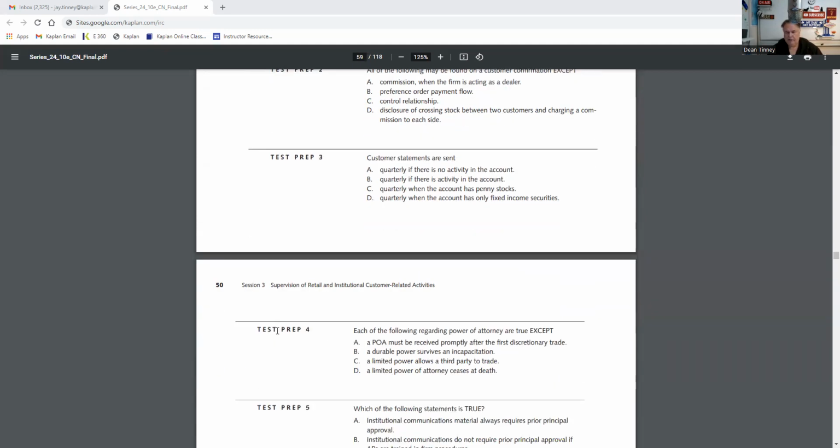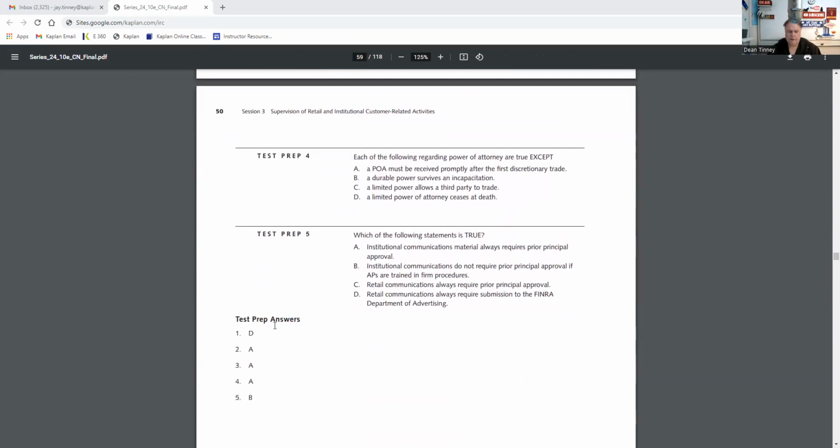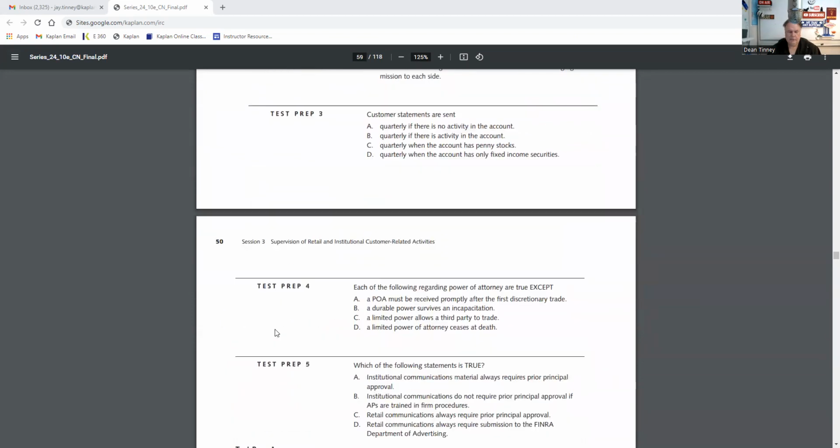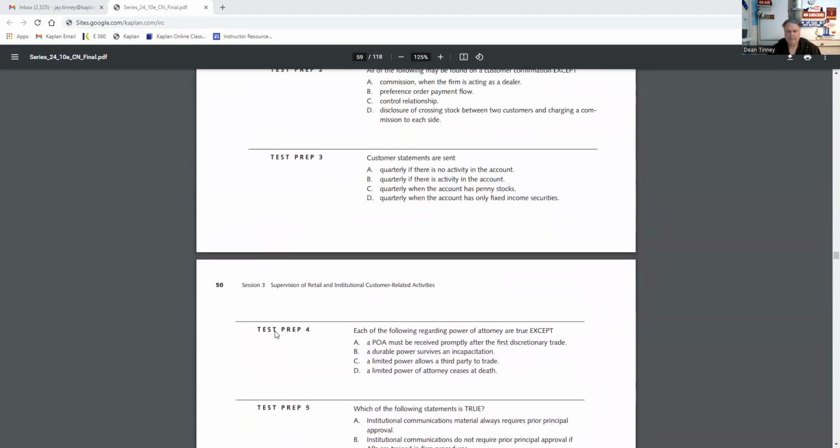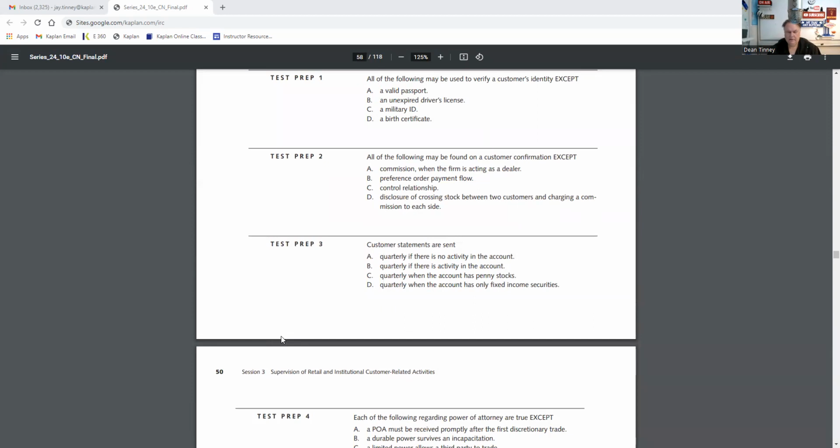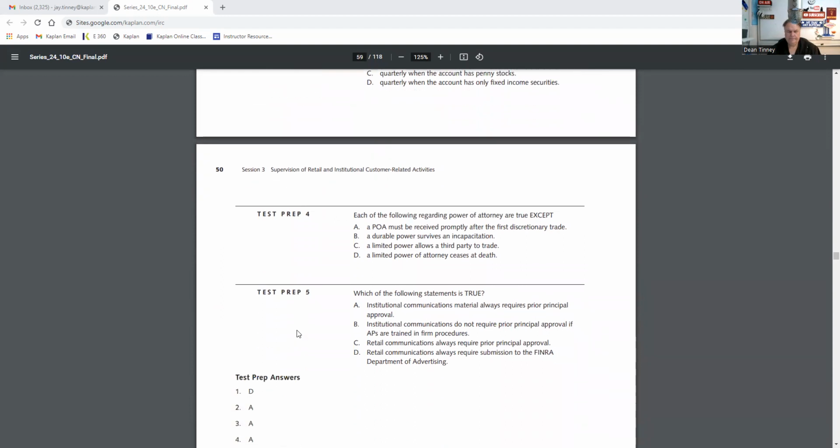Customer statements are sent quarterly if there's no activity, quarterly if there is activity, quarterly if the account has penny stocks, quarterly if the account has a fixed income security. So we send accounts quarterly. And so the answer to number 3 is A. And we send them monthly, and I would know that if there's a penny stock in the account. So a penny stock would be a non-NASDAQ OTC stock under $5. So the answer to 3 is A.